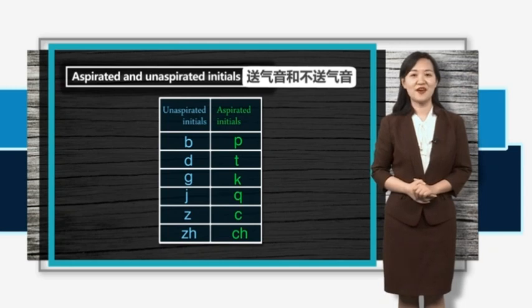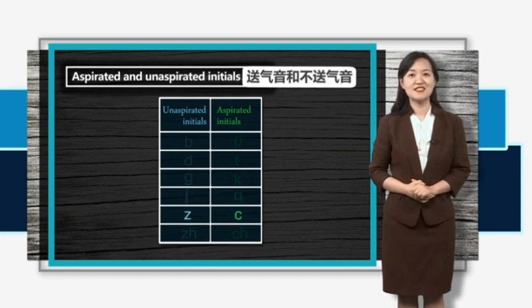There are 6 pairs of these kind of initials. They are 波, 坡, 的, 特, 哥, 科, 鸡, 七, 滋, 呲, 知, 吃.